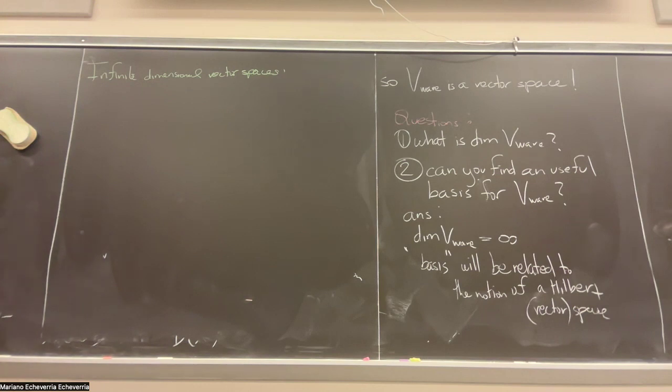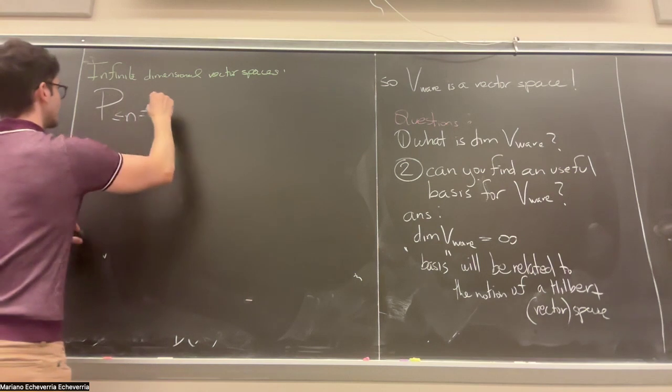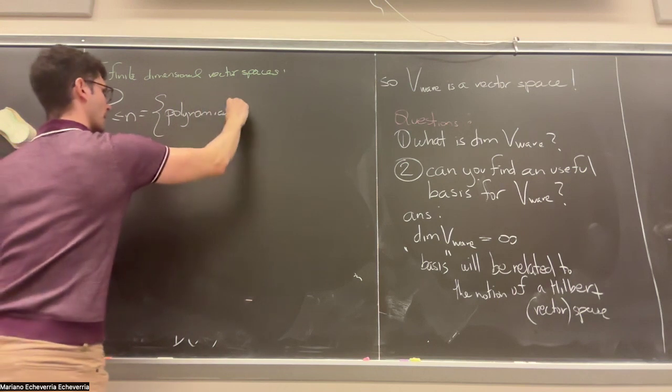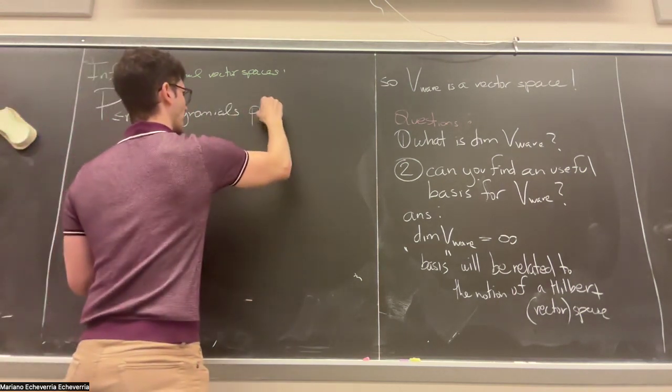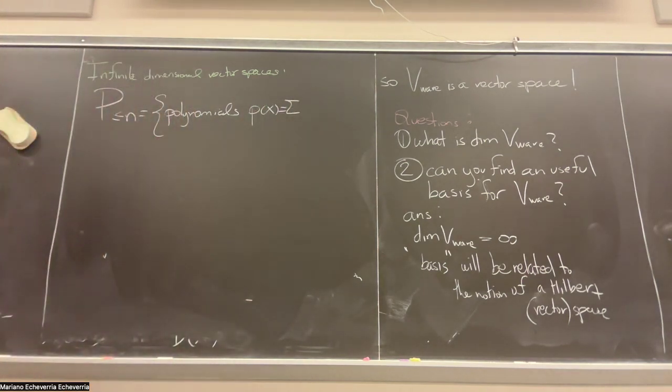So let's start first with something that's actually finite dimensional, and then I'll increase its size until I make it infinite dimensional. The following is probably an example you would have seen in linear algebra. Let's define something like this. This is going to be the polynomials. I'm going to define this as the polynomials of degree less or equal to n.